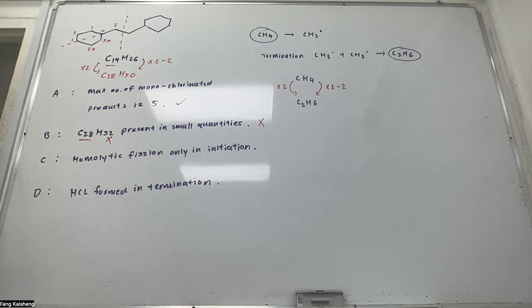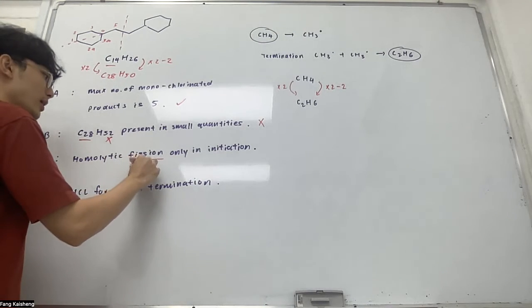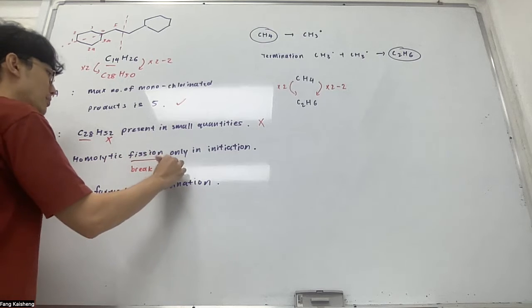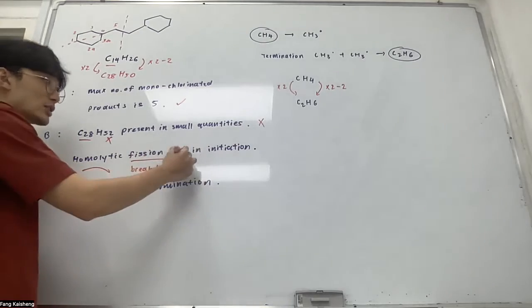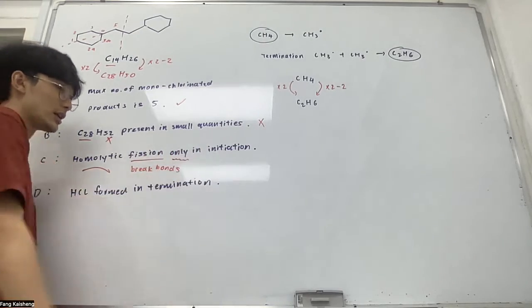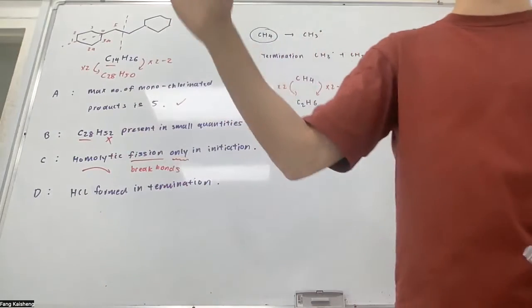Okay, third option. Fission means break, break bonds. Homolytic means the single arrow, and basically our free radical substitution is the only one with this single arrow. But that's not the point of this question. The point of this question is, do we break bonds only in the initiation step? The weird word here is only. Usually this kind of absolute statement may be wrong, but we need to check.